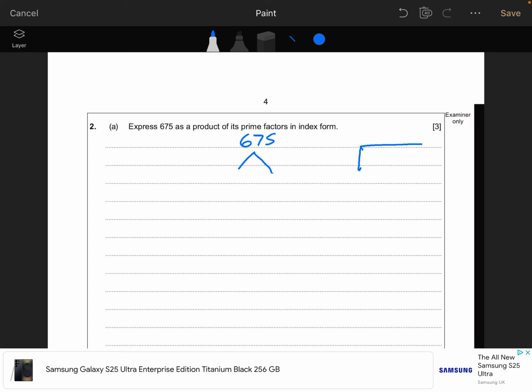So I'm just going to do long division here, or the bus stop method. 5 into 675. 5 into 6 will go once, remainder 1. 5 into 17 will go 3 times, remainder 2. And 5 into 25 will go 5 times. So I've got 5 on one side and 135 the other.